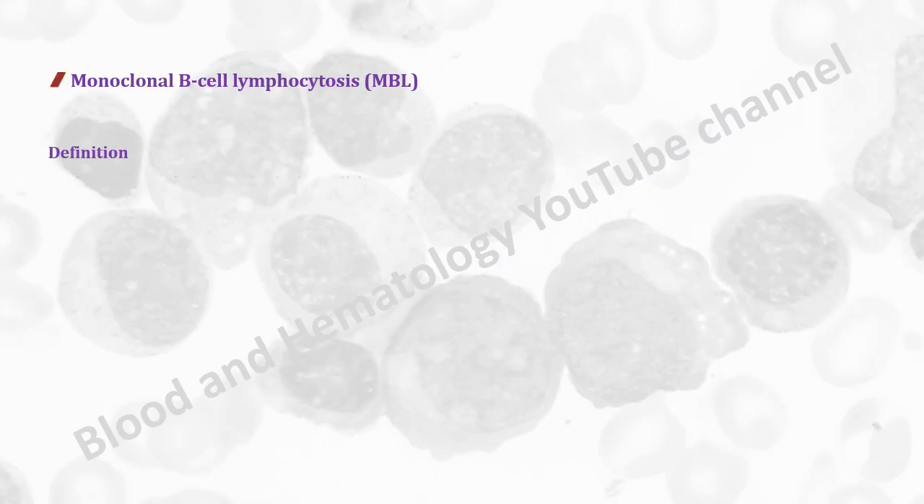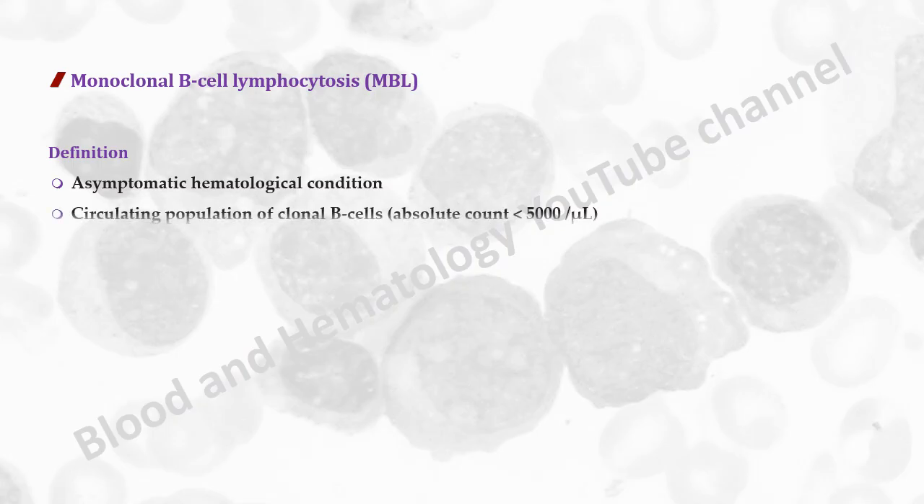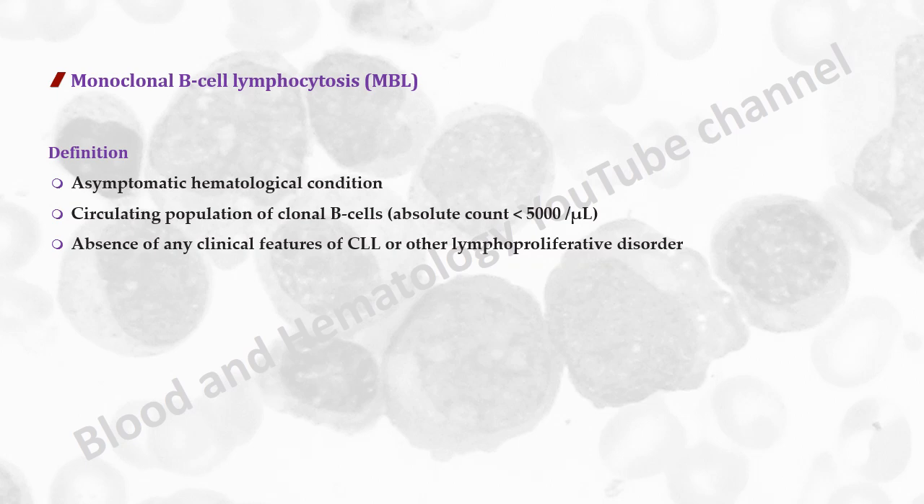Monoclonal B-cell lymphocytosis, MBL, is an asymptomatic hematological condition characterized by a circulating population of clonal B cells with an absolute count less than 5,000 per microliter, and the absence of any clinical features of CLL or other lymphoproliferative disorder.